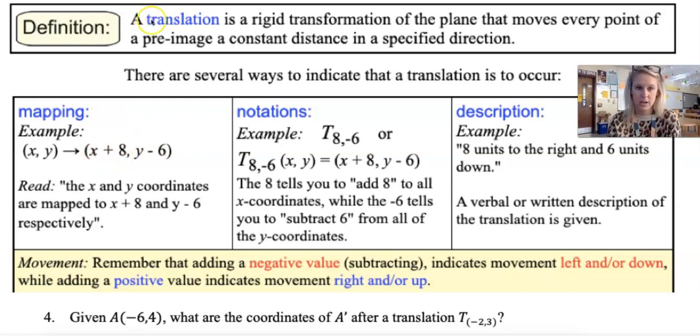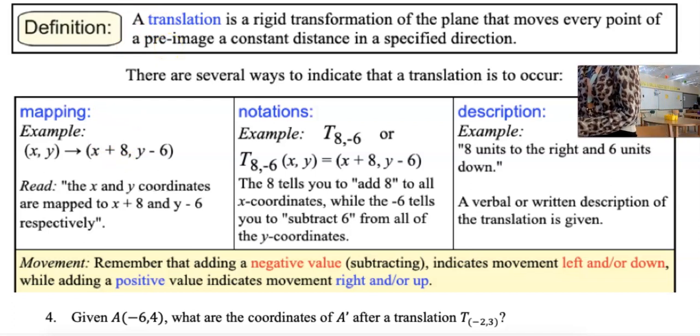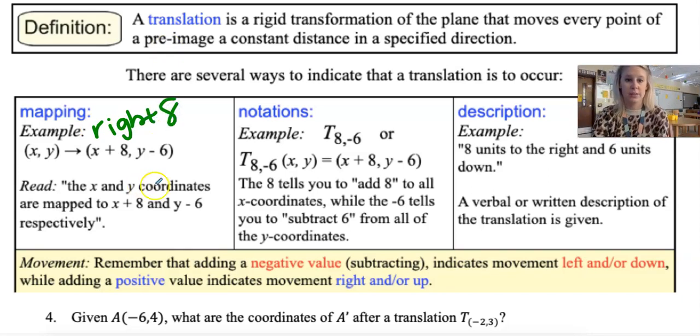So I'm going to go ahead and write that. Cool. So that means you go to the right 8. This is in the positive direction. This minus 6 would mean down 6 because it is negative. Okay? So the positive and negative tell you which direction: left, right, up, or down. The number tells you how far.